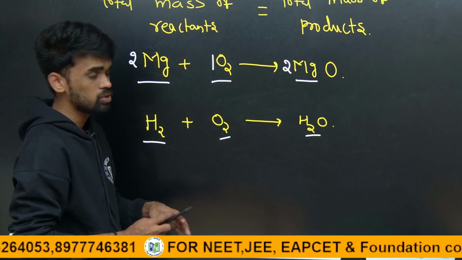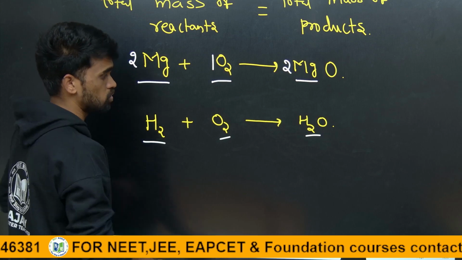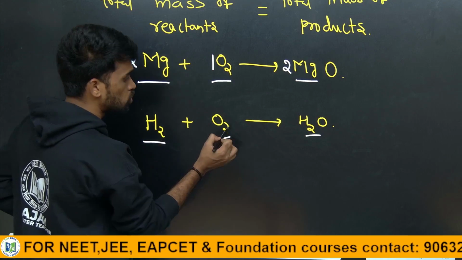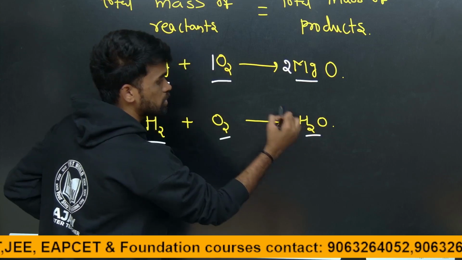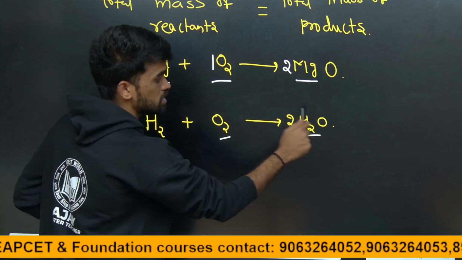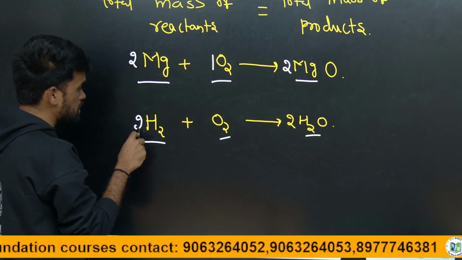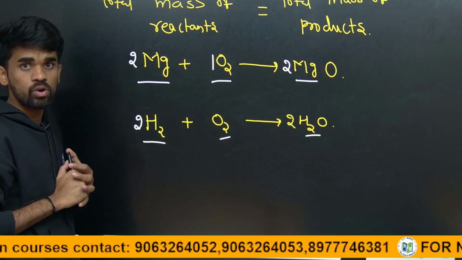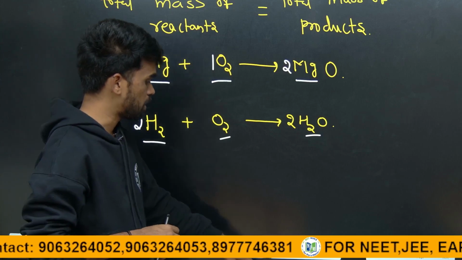So what can we do? Whatever we followed above, just do the same thing here also. In order to get 2 oxygen atoms here, we can multiply here with 2. Therefore we get 2 oxygen atoms and 4 hydrogen atoms. So if I multiply here also with 2, we will get 4 hydrogen atoms. This is how you need to balance chemical reactions.